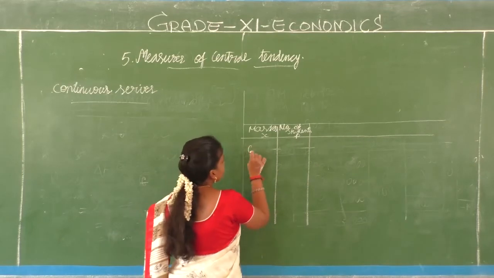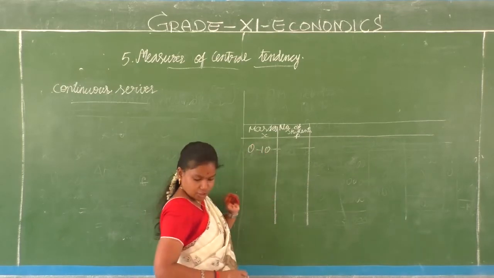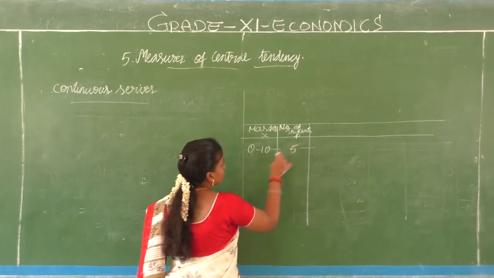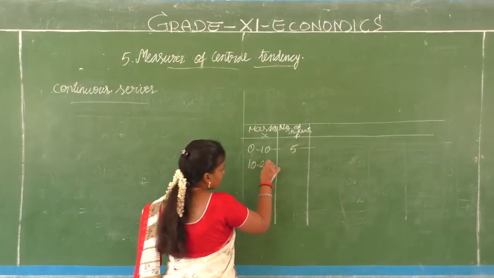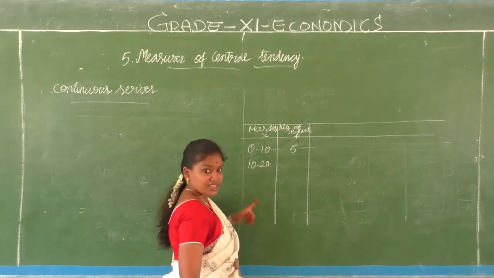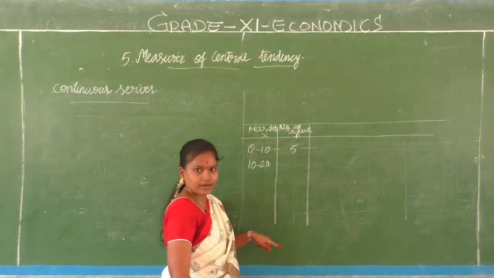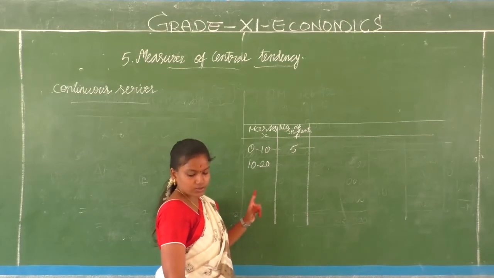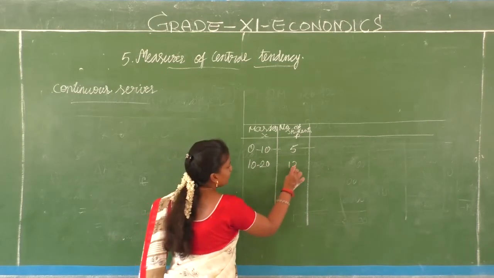So what is given? 0 to 10. How many students have got, children? 5 students, right? Then you have 10 to 20. Children, you should see the question and make the table. You should not directly go with the table, okay? I want you to practice the exercise sums properly. So 10 to 20 is 12.